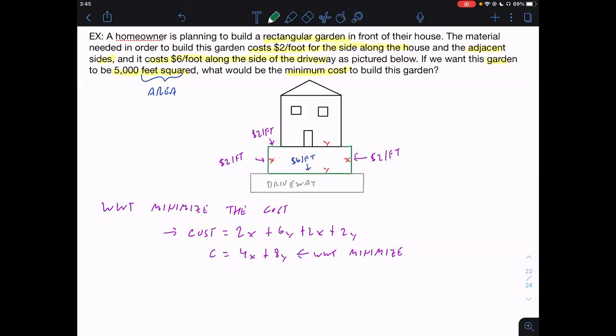All right, so here we're given that the area should equal 5,000 feet squared. And again, how do we find the area of a rectangle? By just taking x times y. So x times y should equal 5,000.